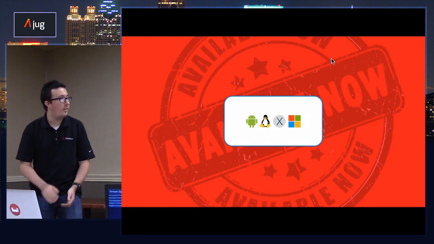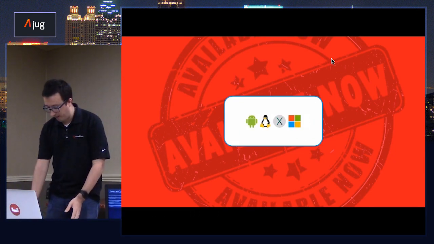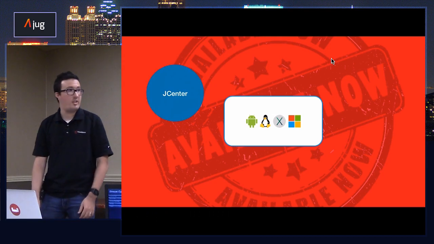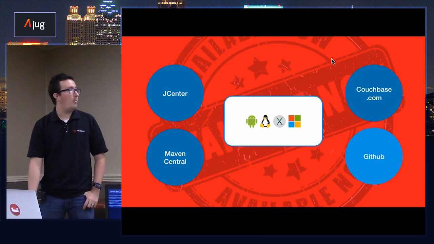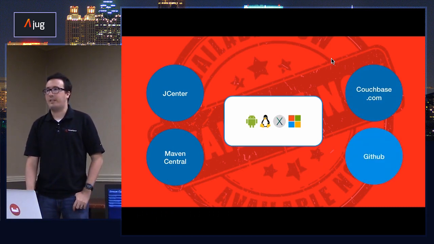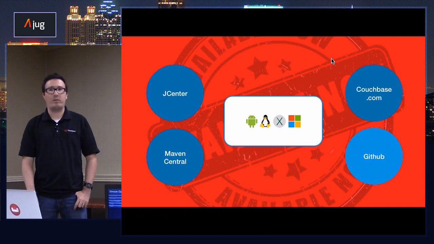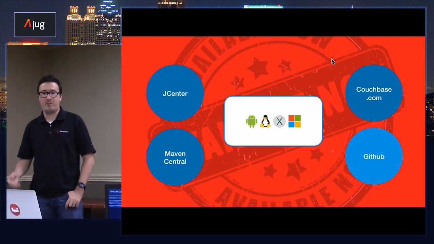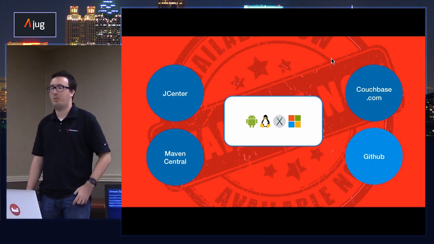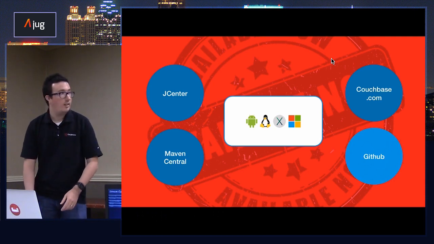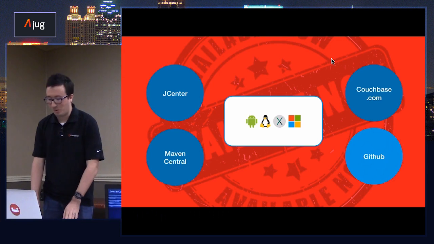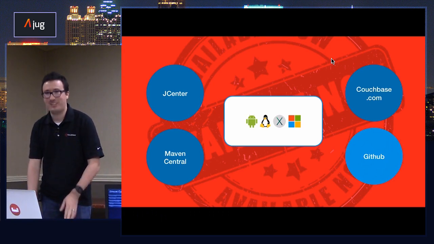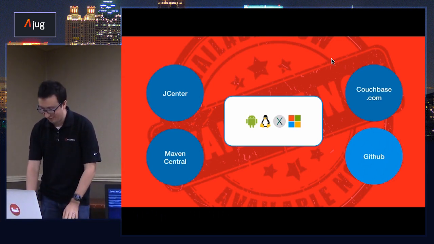In terms of how you get Couchbase Lite for Android, you can use JCenter, you can use Maven Central, Couchbase.com, and GitHub. You would typically add these to your Android Gradle file, or maybe you're using Ant or Maven, whatever your build files are that you're using. Yeah, Ant is old. I think the norm now is Gradle, but I think people still use Ant.